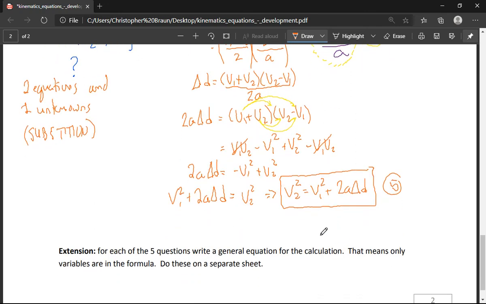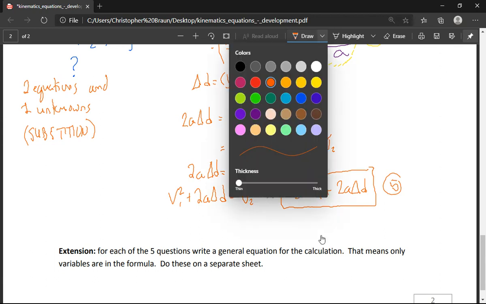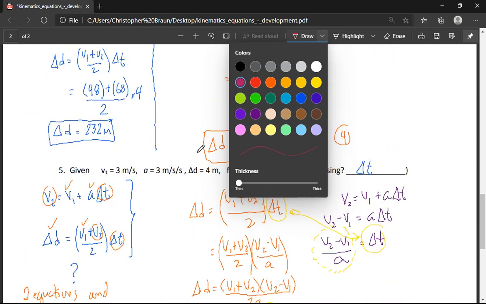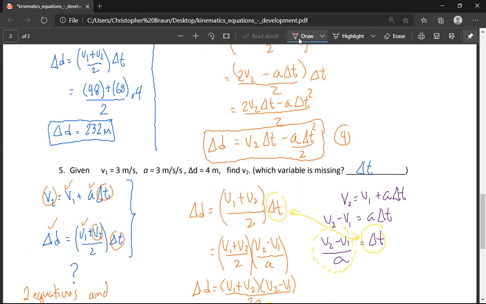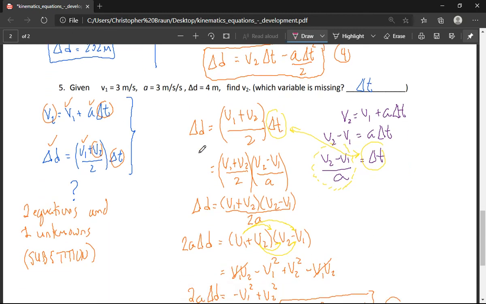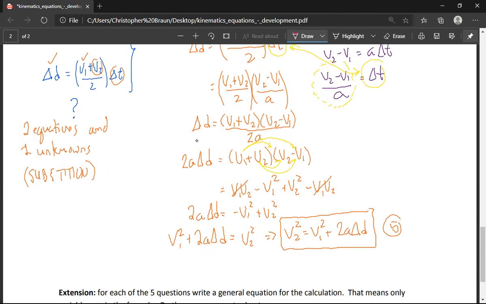Now, there's some caveats here. Remember, those are warnings that we talked about when you were trying to find the value for the problem. So let's take a look at the problem that was at hand, actually. Okay. The problem at hand said, what is this v2 if I know that v1 is 3, acceleration is 3, and distance is 4. So we'll solve that here.